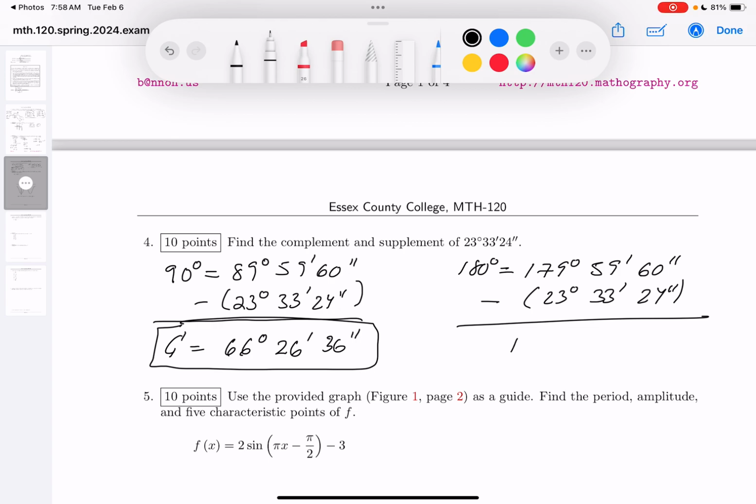Let's see. 156 degrees. This is the supplement. And let's see what you get there. You get 26, and then you get 36. All right, put a little box in that. Call that done. Let's go to the next question.